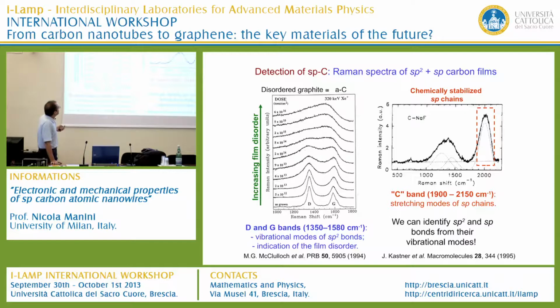However, in these samples produced by the chemists, where there are chemically stabilized sp chains, one observes another peak in a completely different position, at about 2000 centimeters to the minus 1. So apparently this so-called C band is the signature of the stretching modes of those carbynes, which have those strong threefold bonds, which will vibrate at a higher frequency.